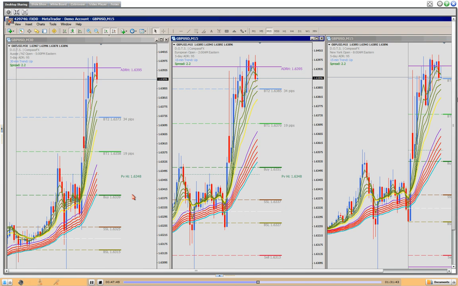Let's see. And this pound pair was a sweet pair to trade. And you can see where diagonal support and resistance hold. Let me open the chat back up here at the bottom because I might be missing some of your questions.